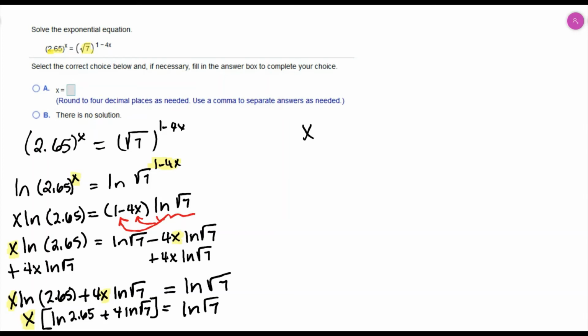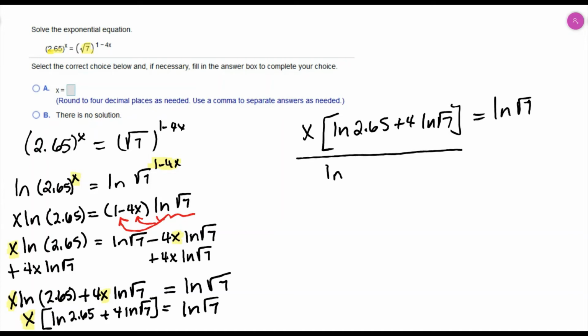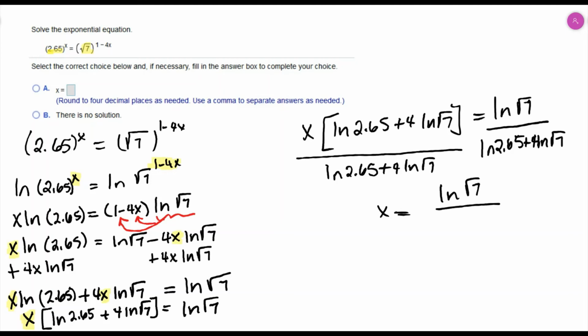So I have x times what's in the brackets, natural log 2.65 plus 4 natural log square root 7 equals natural log square root 7. I'm going to divide both sides by natural log 2.65 plus 4 natural log square root 7, doing the same thing on both sides. And I get x equals natural log square root 7 over natural log 2.65 plus 4 natural log square root 7. Now my directions here say to round to 4 decimal places.